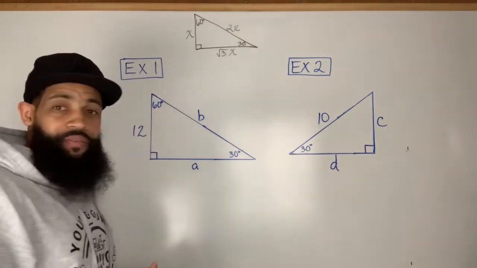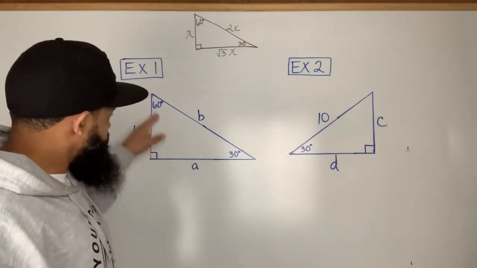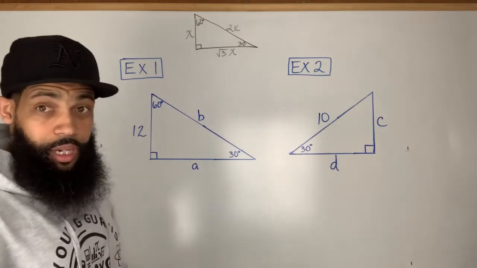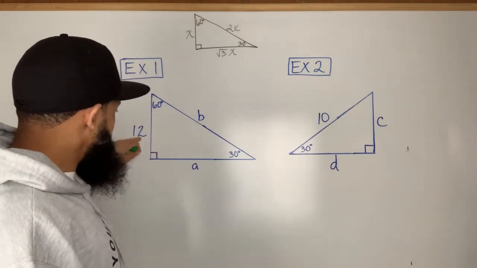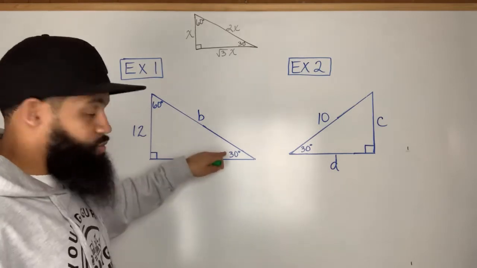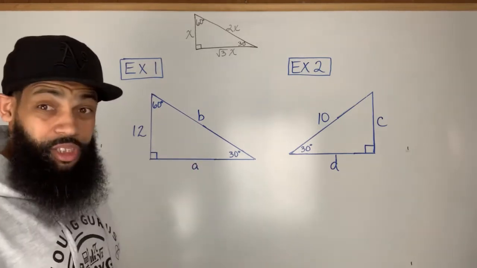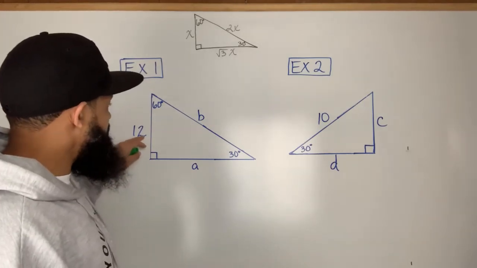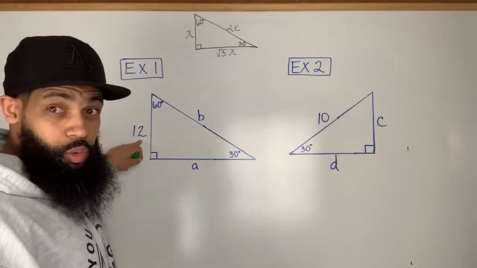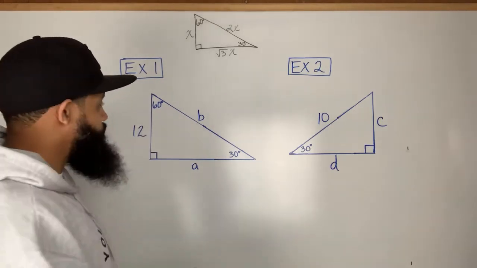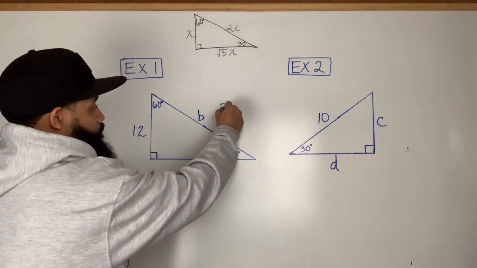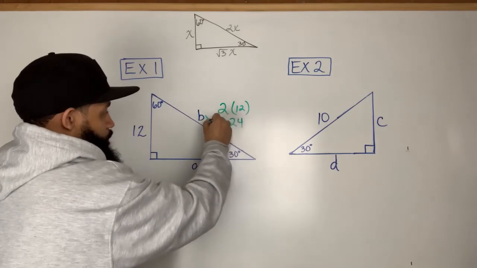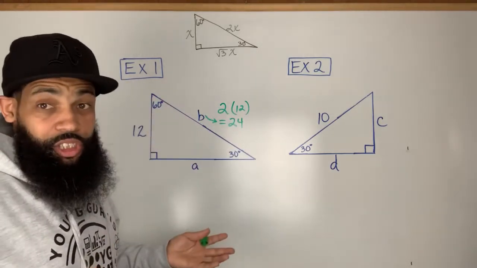Example one, what I have is all three angles are labeled: the 30 degree, the 60 degree, and the 90-degree angle. Okay, so in this case, the side directly across from the 30-degree angle is 12. So 12 is going to represent our x value in this case. All right, so that means if we know that x is equal to 12, then in order to get b, all we have to do is simply say b is equal to 2 times 12, which equals 24. Okay, so the length of the hypotenuse is just 24.